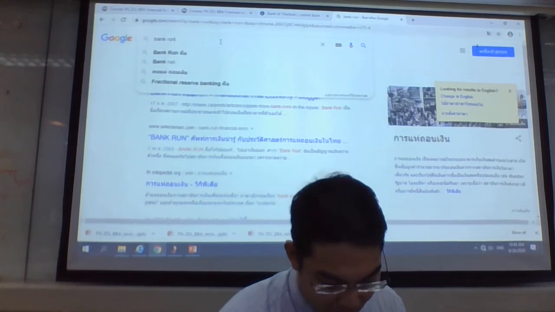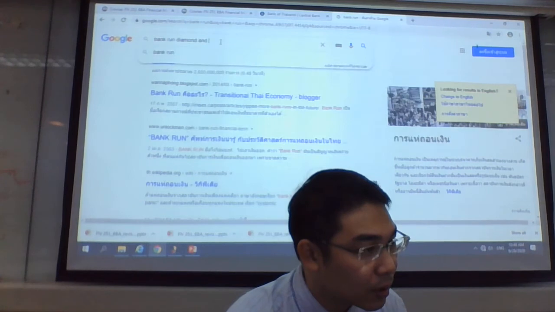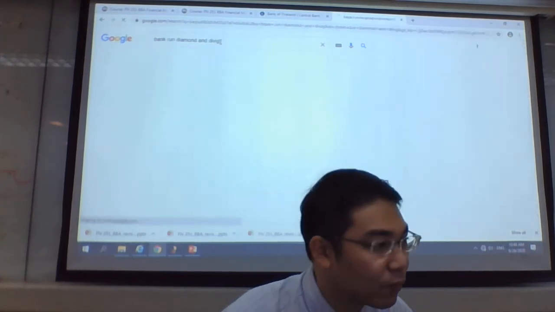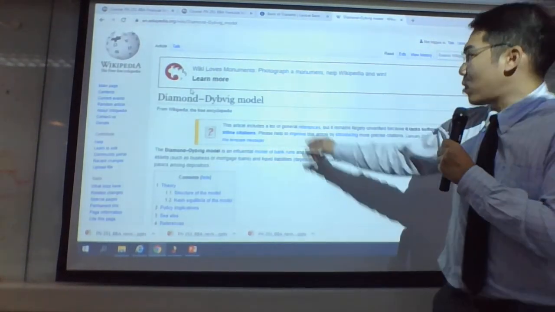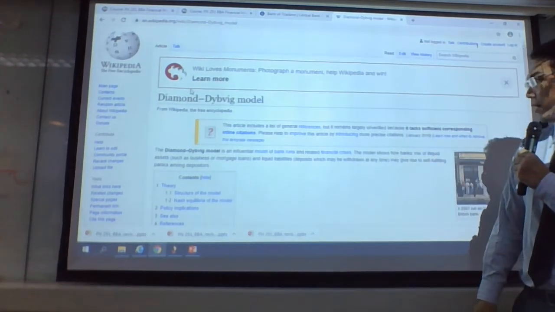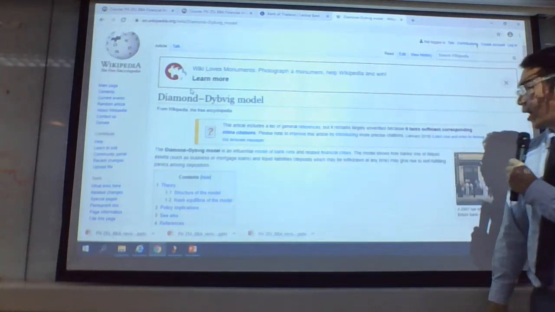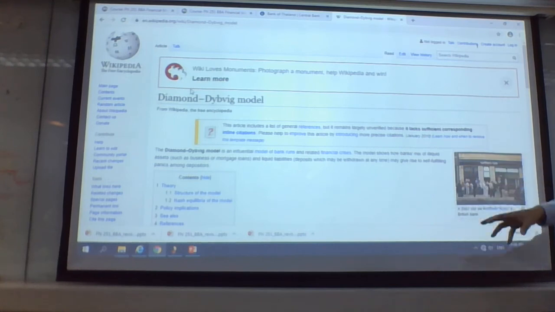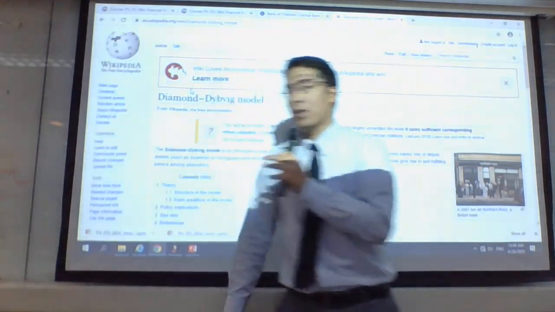Diamond and Dybvig model is a model of bank runs. And this can relate bank runs to the financial crisis. Okay, it can relate bank runs to the financial crisis. It explains something that occurred in the balance sheet of the commercial bank.